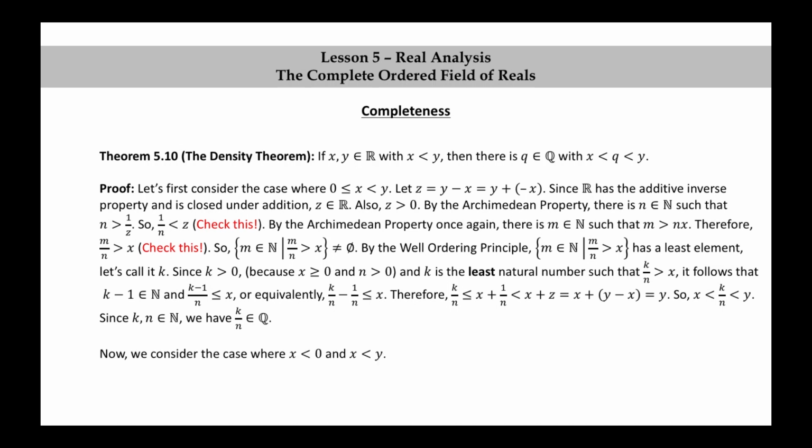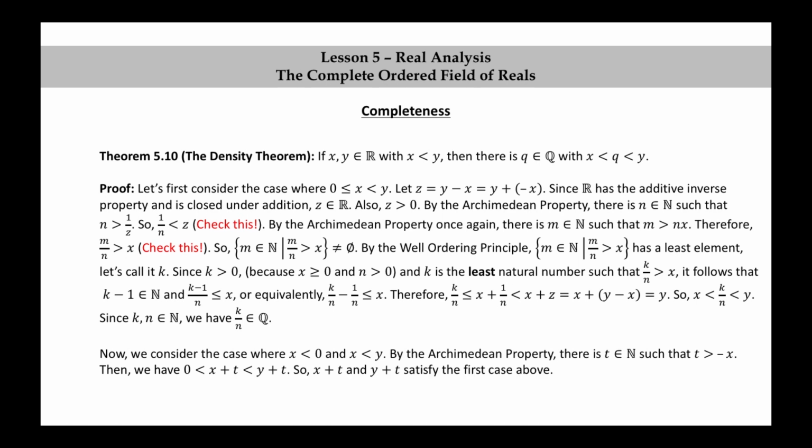Now we want to consider the case where x is less than 0 and x is less than y. By the Archimedean property, there is a natural number t such that t is greater than negative x. Then we have 0 less than x plus t less than y plus t. So x plus t and y plus t satisfy the first case that we just completed. Thus, there is a rational number q with q between x plus t and y plus t. It follows that x is less than q minus t is less than y.